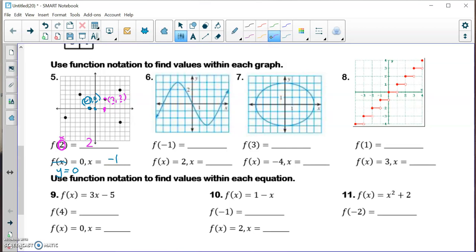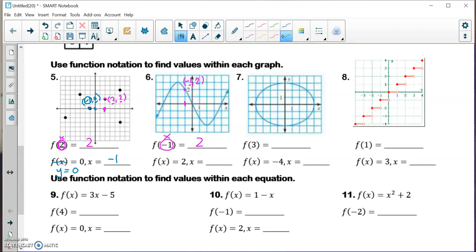All right, number 6, I want f of -1, which just means x is -1. So -1 on my x-axis is right here. The point that's in line with that x value of -1 is this point right here, which is the ordered pair -1, 2. So the y value associated with the x value of -1 is 2.